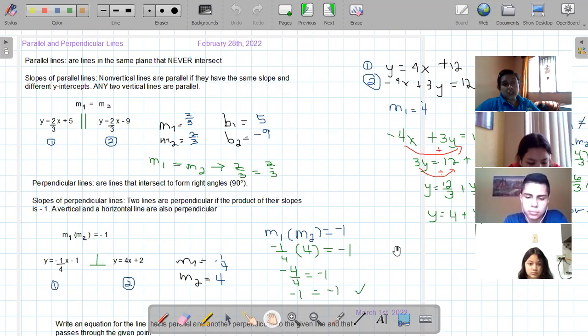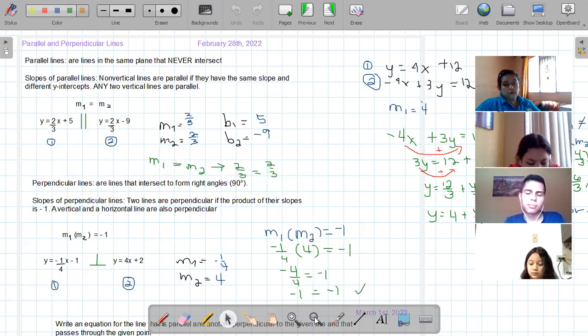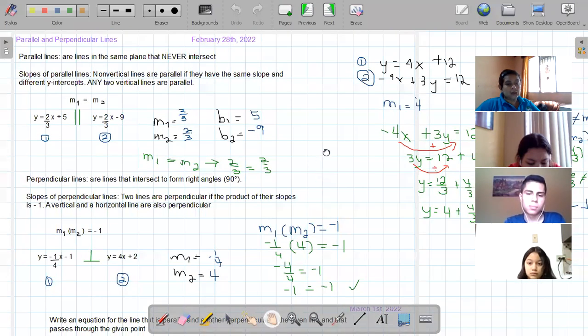And this is a topic that we saw yesterday. We saw definitions of parallel lines and perpendicular lines, and we learned how to determine if two linear equations are parallel or perpendicular. We also determined the symbols that we're going to use for parallel and perpendicular. So taking into account the formula M1 equals M2 and the formula M1 times M2 equals -1, we are going to write an equation now.